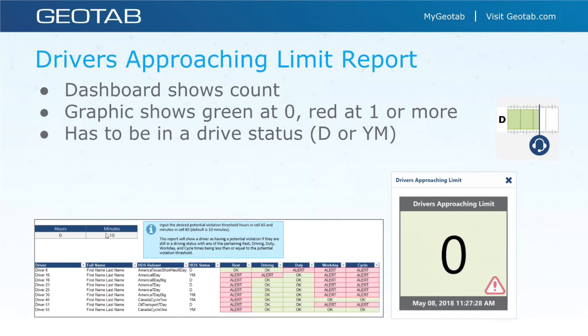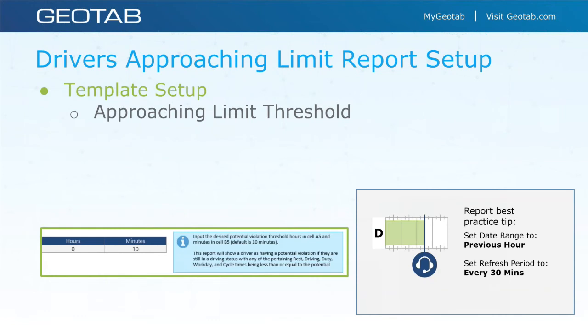In this example, it's set to 10 minutes. So this report would show drivers who are within 10 minutes of a violation. You can make that shorter or longer if you want. That's the only setup required for this report.